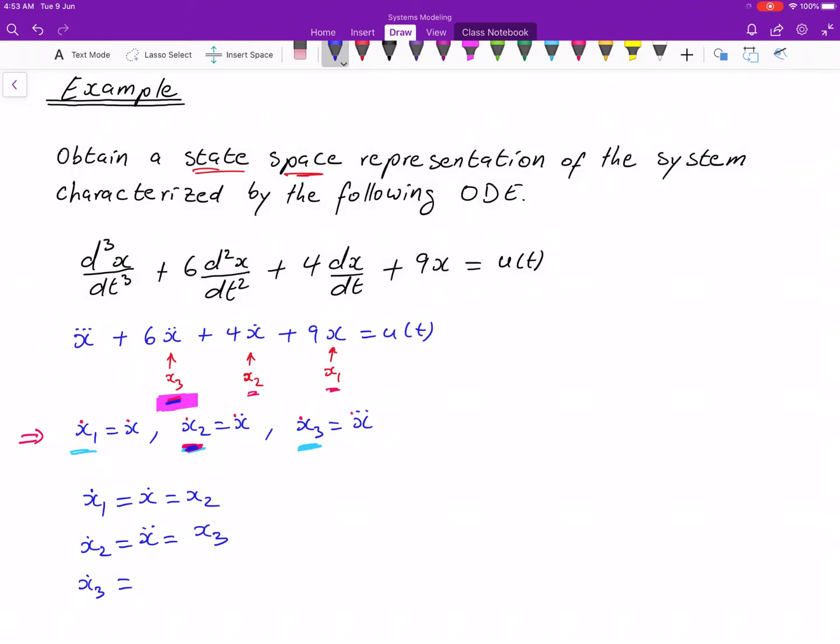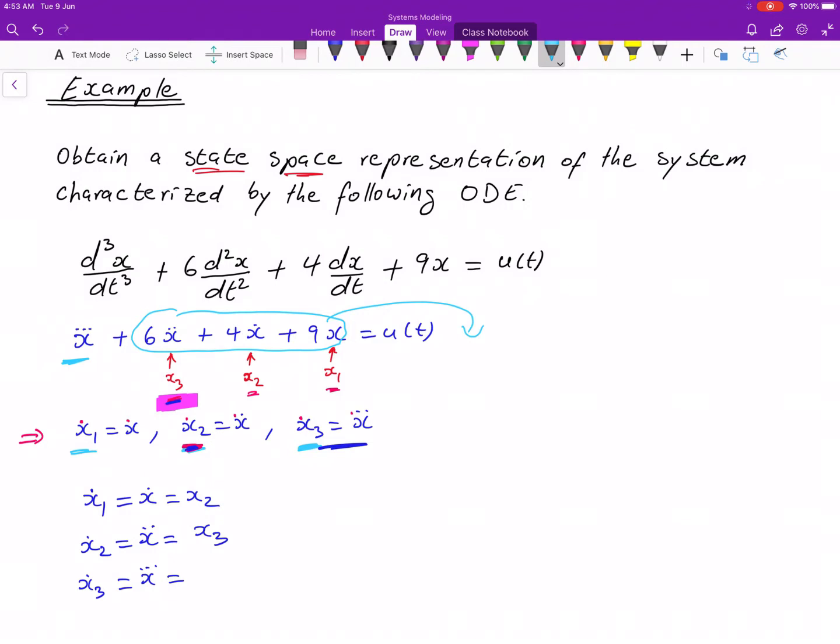x3 dot is equal to x dot dot dot, which is equal to, now this is not here, but what we can do is take this whole equation and move it to this side, so that we have x dot dot dot is equal to u of t minus 6x dot dot minus 4x dot minus 9x.